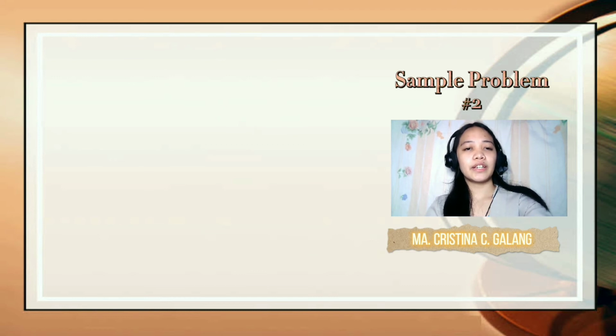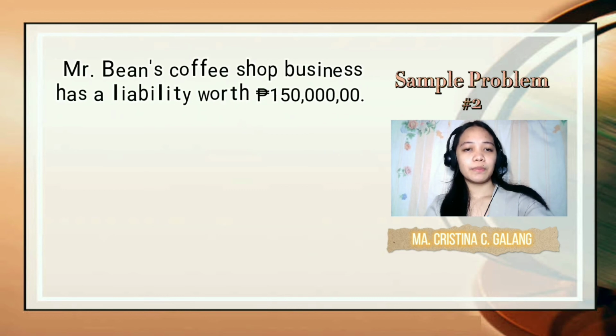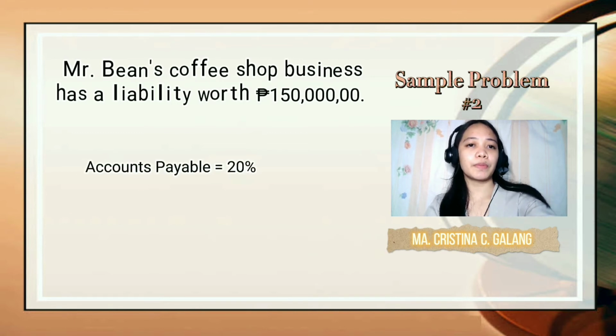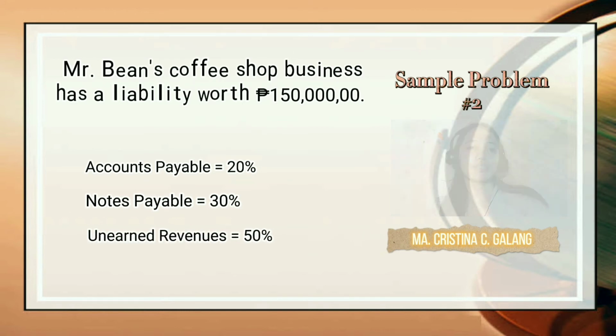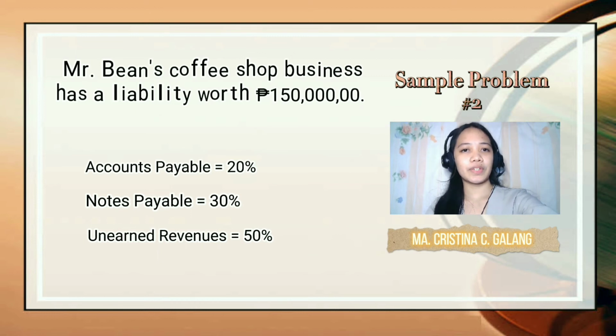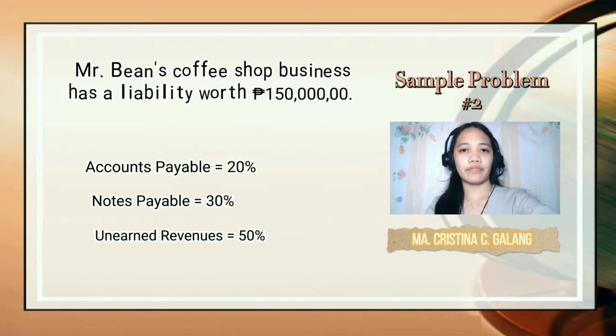Hi everyone, now we're going to talk about problem number 2. Mr. Bean's coffee shop business has a liability worth 150,000. The breakdown is as follows, expressed in percent: accounts payable 20%, notes payable 30%, and unearned revenues 50%. So how do we represent this using a circle graph?